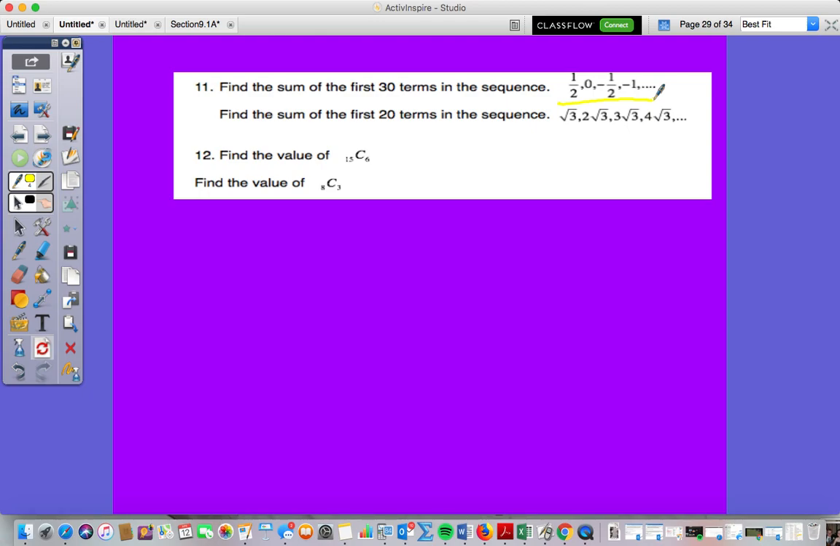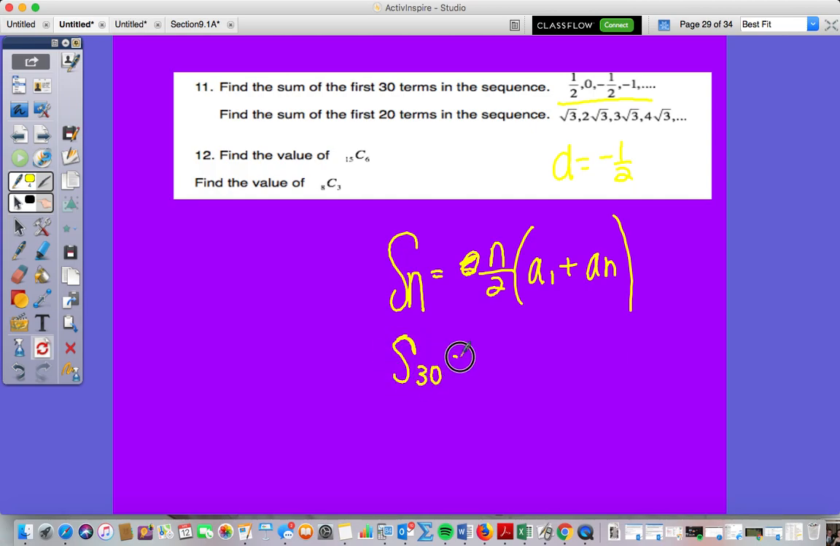Minus 1/2. Good. So the D is minus 1/2 each time. So we would have S of n equals n over 2 times a1 plus a sub n. N is easy because it already said it was 30. A1 is 1/2. And a sub 30 is just the 30th term. So we're just trying to find what the 30th term is. And we could find that by doing what?